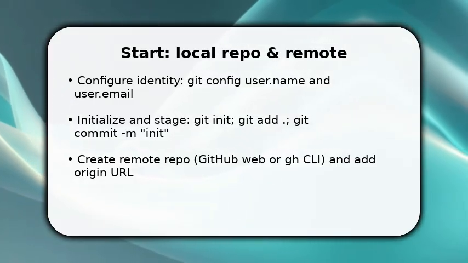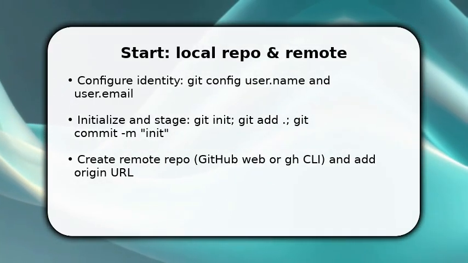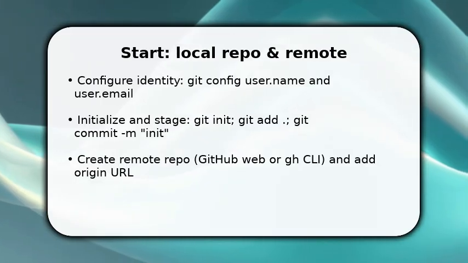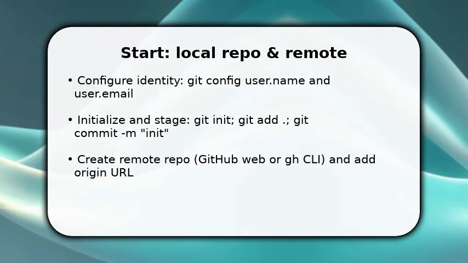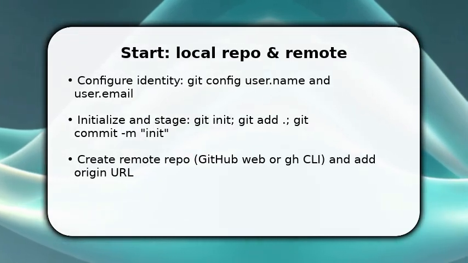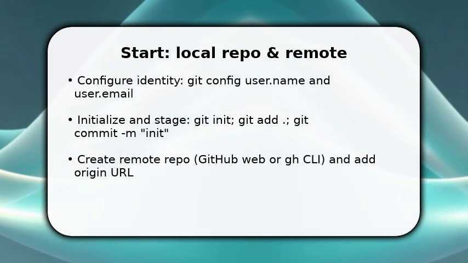Next, make a repository on GitHub using the web UI or gh repo create, then add the remote with git remote add origin URL. This links local history to the online repository so you can push changes.